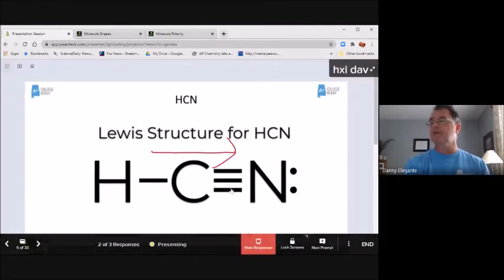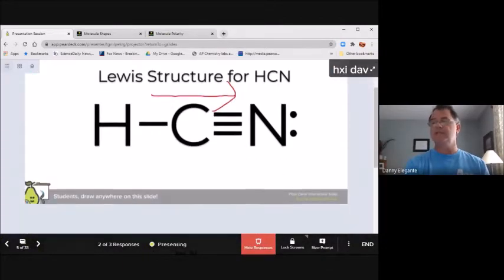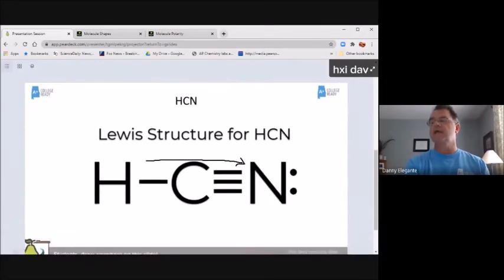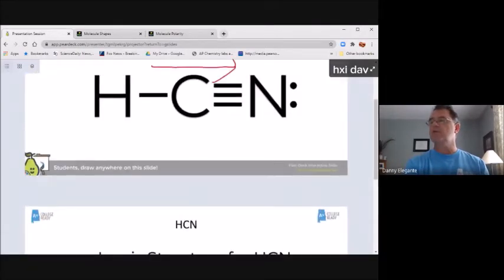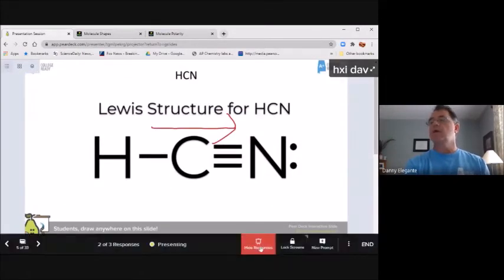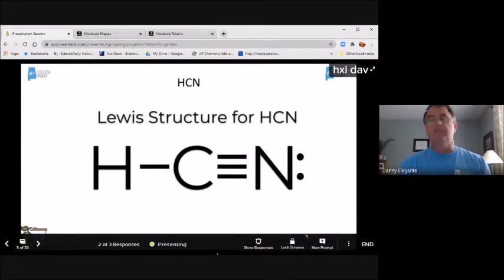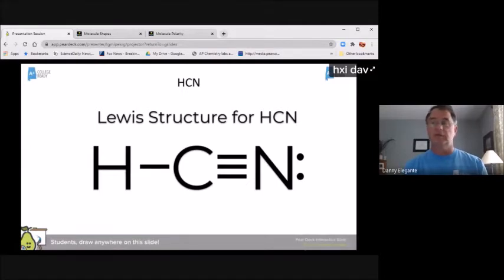And let's see what we're getting. Okay, there's one person saying it's being pulled over to the right, and another person saying it's being pulled over to the right. And those are great answers. We know that nitrogen is more electronegative than carbon because it's over to the right, but also because it has more protons pulling on the electrons. So overall, we would say that this molecule is polar.